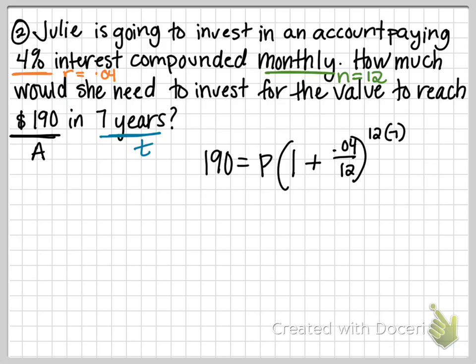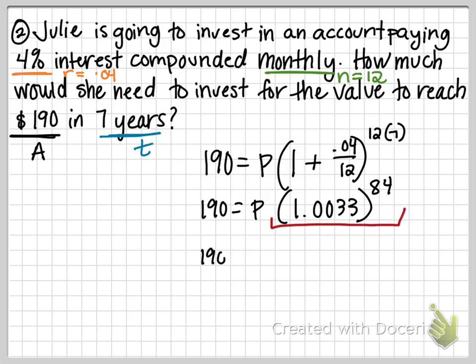Now we're solving for P, right? So we're going to do all the algebra and then get P by itself, and that'll tell us how much she needs to invest to start. So 190 equals P. 0.04 divided by 12 is 0.0033. Add that to 1. And 12 times 7 is 84. What should I do now? Exponent.